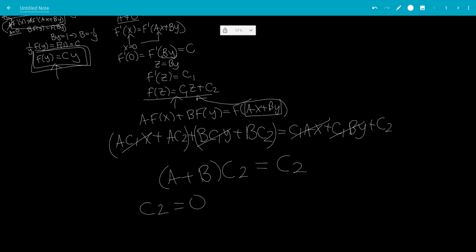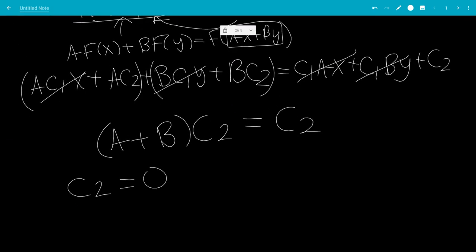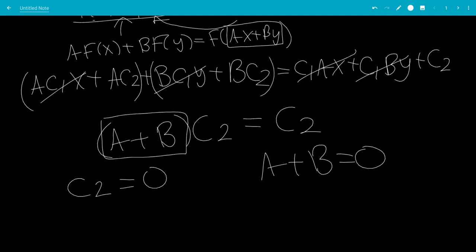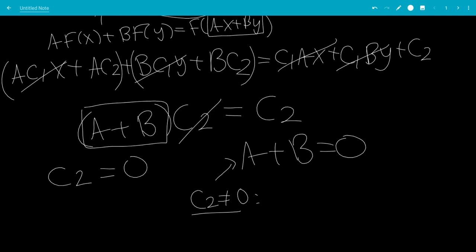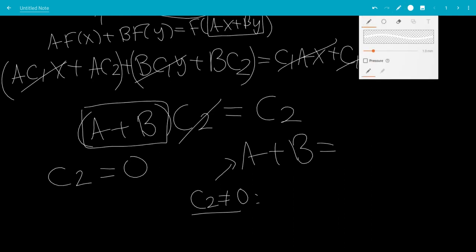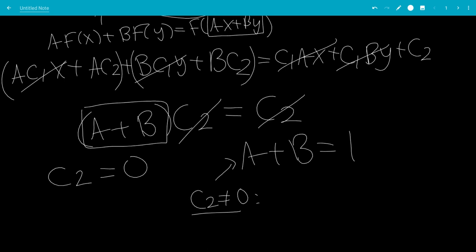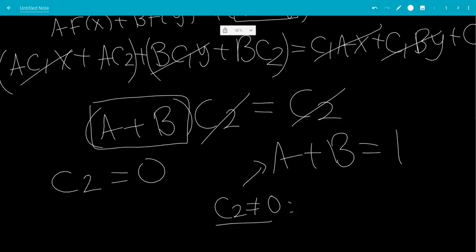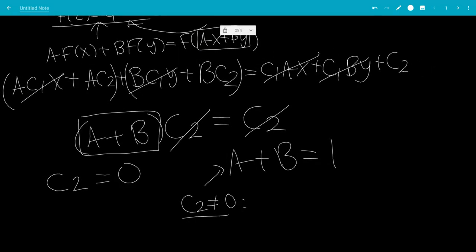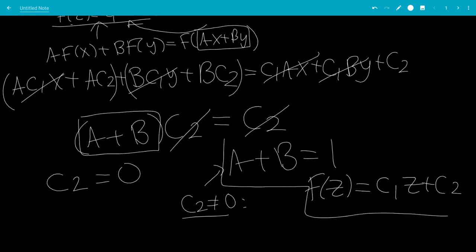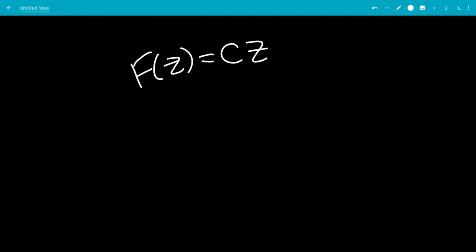That's our first case. For our second case, if c2 is not equal to 0, then for this to work we need a + b equals 1, not 0. Right, because if these cancel, you just get a + b equals 1. So that means we can use the original form, f(z) equals c1 z + c2, and the other condition is a + b equals 1. So that's our second possibility.